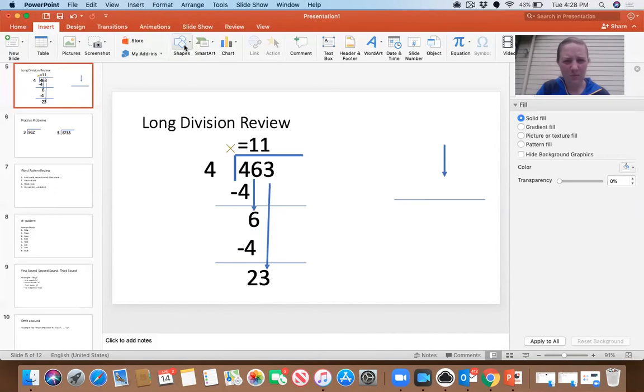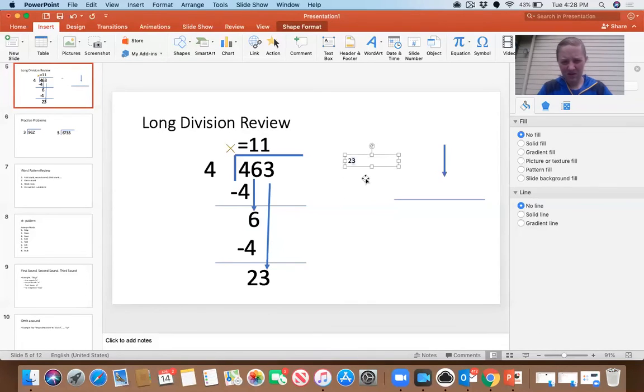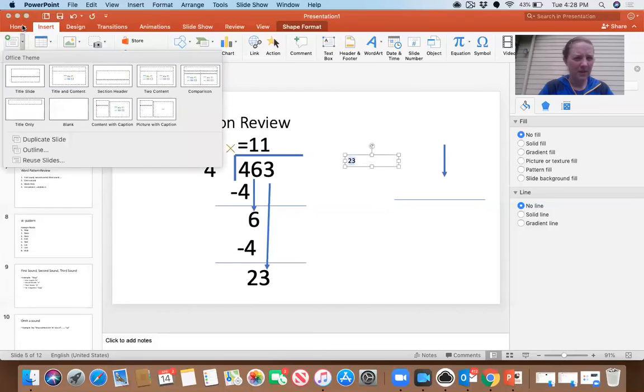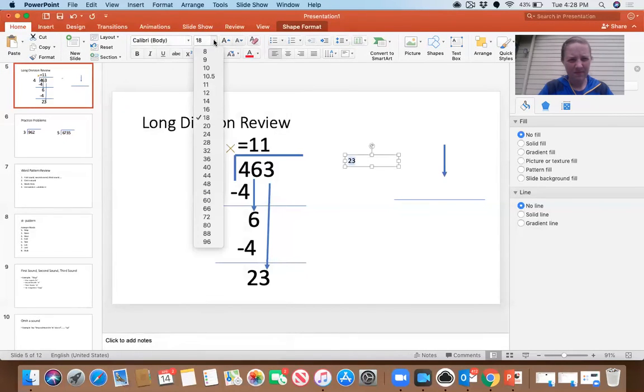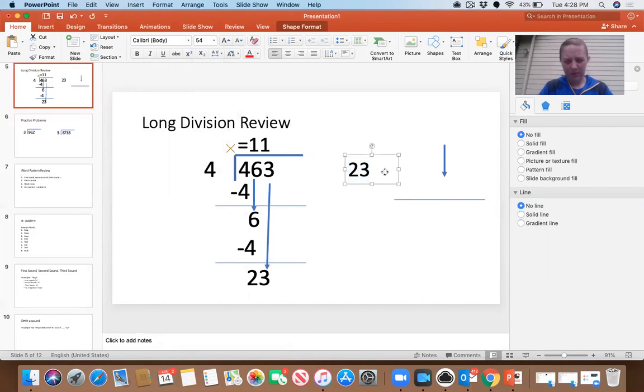I'm going to go ahead and make another text box for over here because I'm going to run out of room. Okay, so I'm just bringing my 23 over. Just pretend it's the one at the bottom. It's the same thing. I just brought it over so we have room to work it out. So now I have 23.